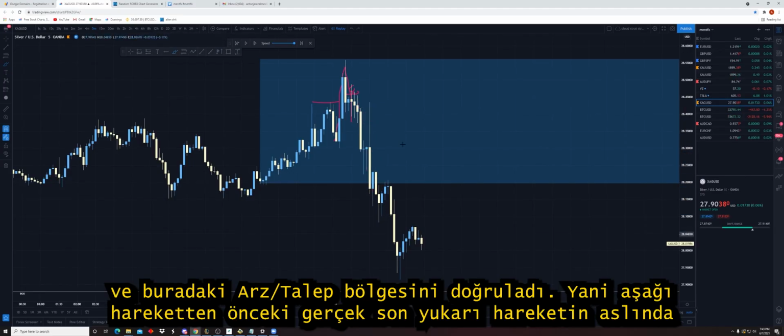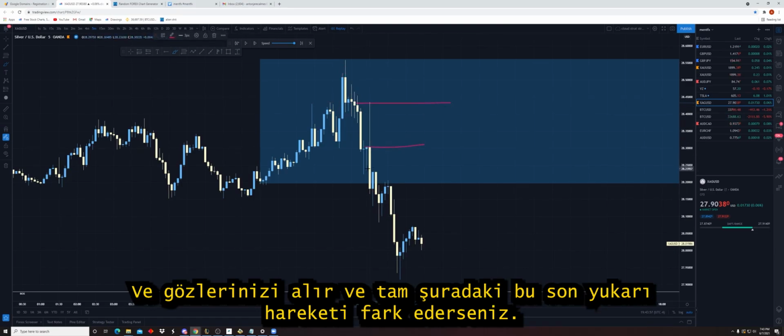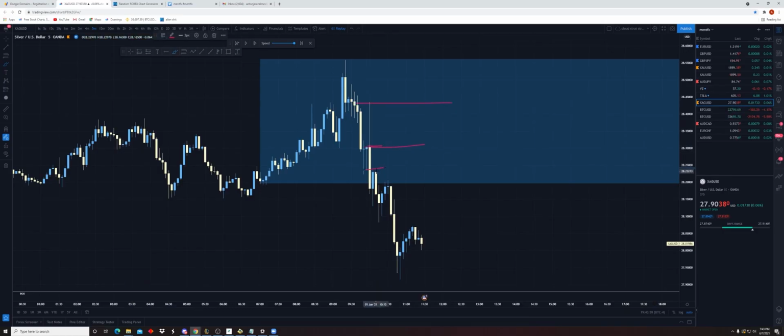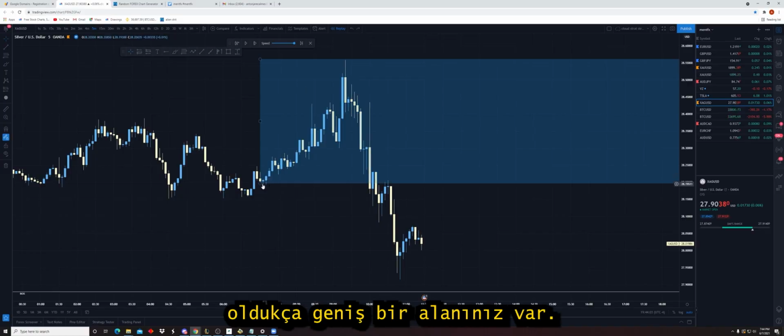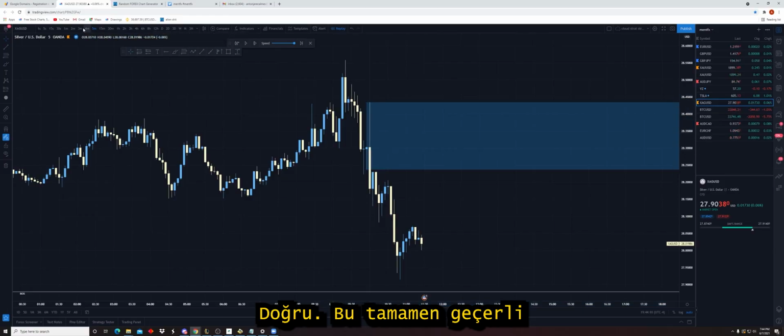So we know that the real last up move before the down move is actually inside of here, right? And if you take your eyes and notice this last up move right here, that has not been tested. So theoretically, you have a pretty large area that you could refine this area to, right? In this case, it could be refined to this as a box if you want to make it a box, right? This is perfectly valid. Or we get a little bit lower.